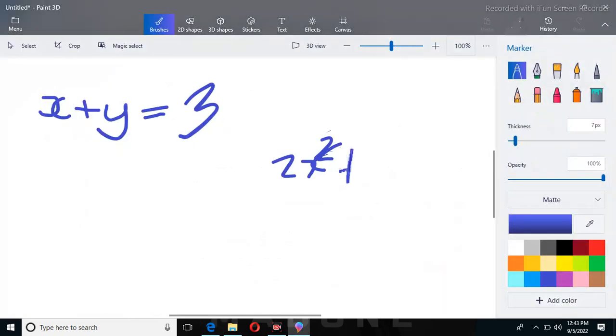Plus 4xy. I think I write alphabets better than numbers here, right? Then let's look for the last one.